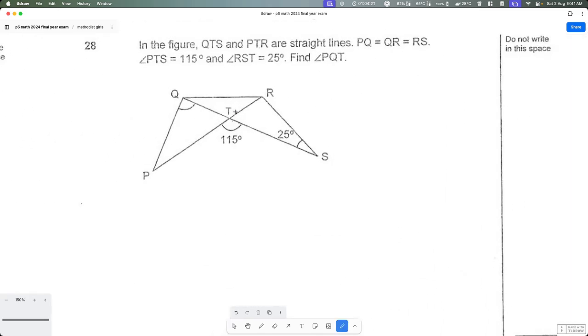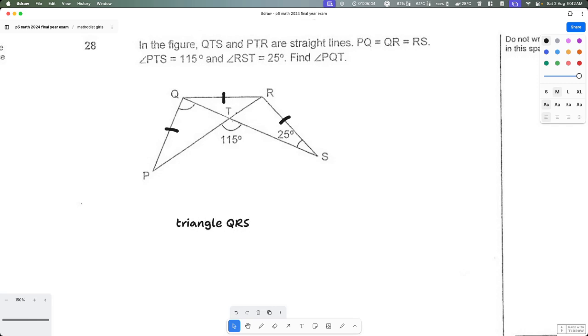Question number 28. So it says here in the figure, QTS and PTR are straight lines. PQ, QR, and RS are equal. So what I'm going to do is draw it out. So PQ over here and QR over here and then RS over here is the same. Then we have PTS is 115 and then RST is 25 degrees. Find PQT.